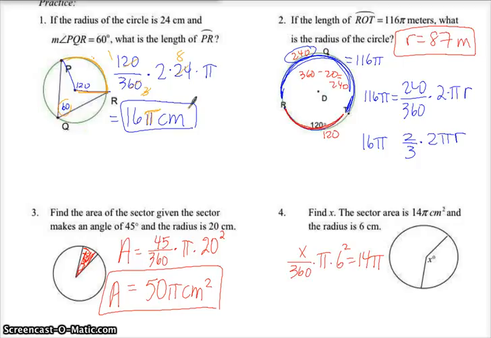Okay, number 2, again, you had to take a couple of different steps. First, you should have noticed that this arc measure, RT, was 120, which meant the arc measure ROT is 360 minus 120, which is 240 degrees. And then they gave us the length equals 116 pi, so I'm setting that equal to x over 360 times 2 times pi times r, but I'm trying to find r. So when I do this, my pi's cancel, so I want to show you this work here. 240 divided by 360 reduces to 2/3. So this becomes 4/3 r equals 16.